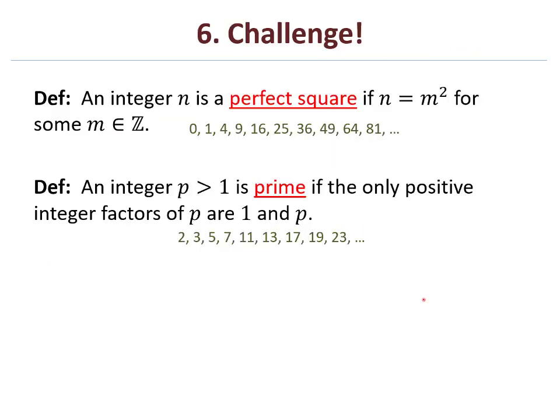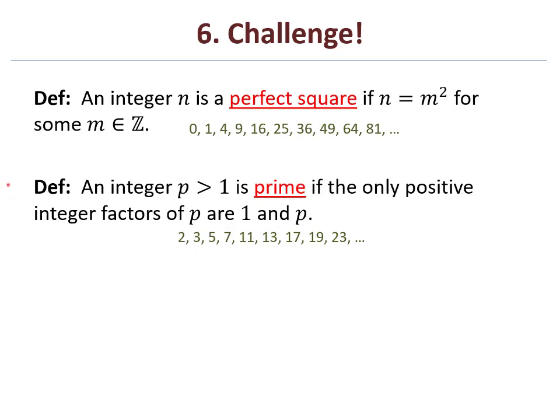Okay, I want to end this video with 2 more claims that are maybe a little more challenging. And they give us an excuse also to look at a couple more definitions. So here's the definition. An integer n is a perfect square if n equals m squared for some integer m. So here are the examples of the first few perfect squares. And a similar definition works for perfect cube or perfect fourth power and so on.